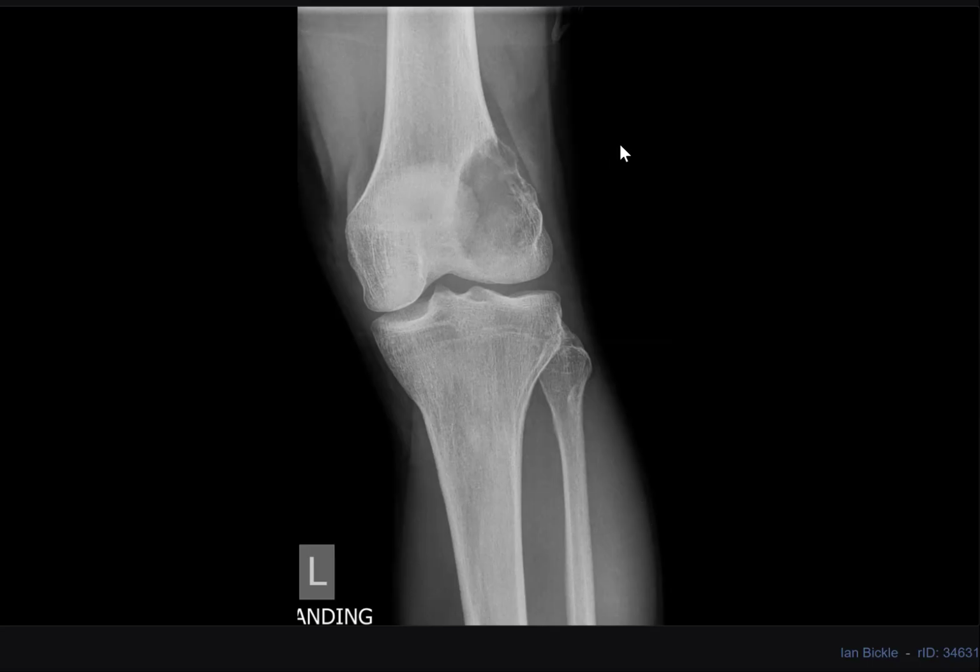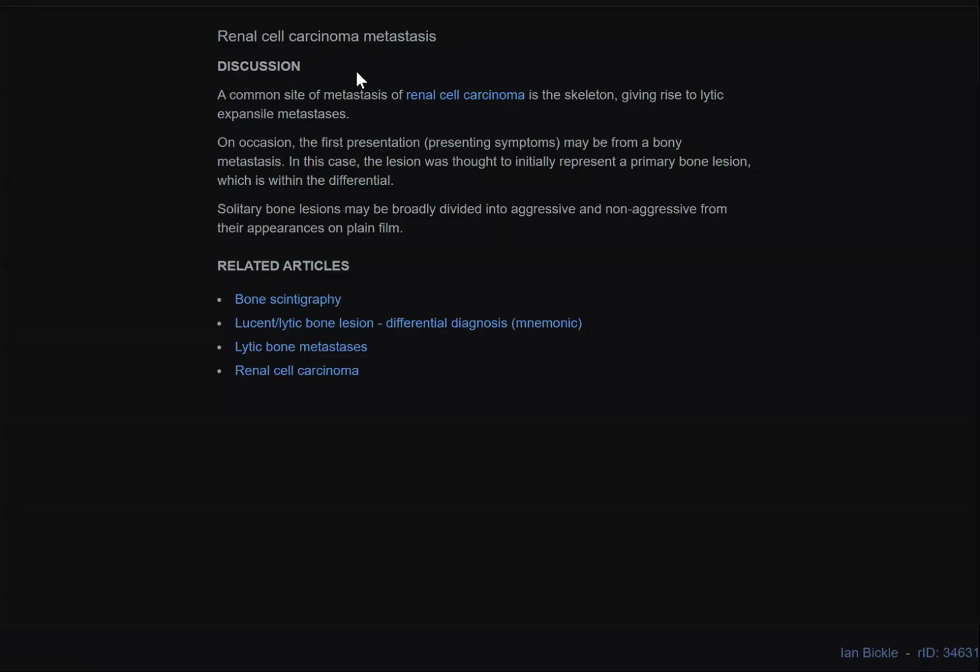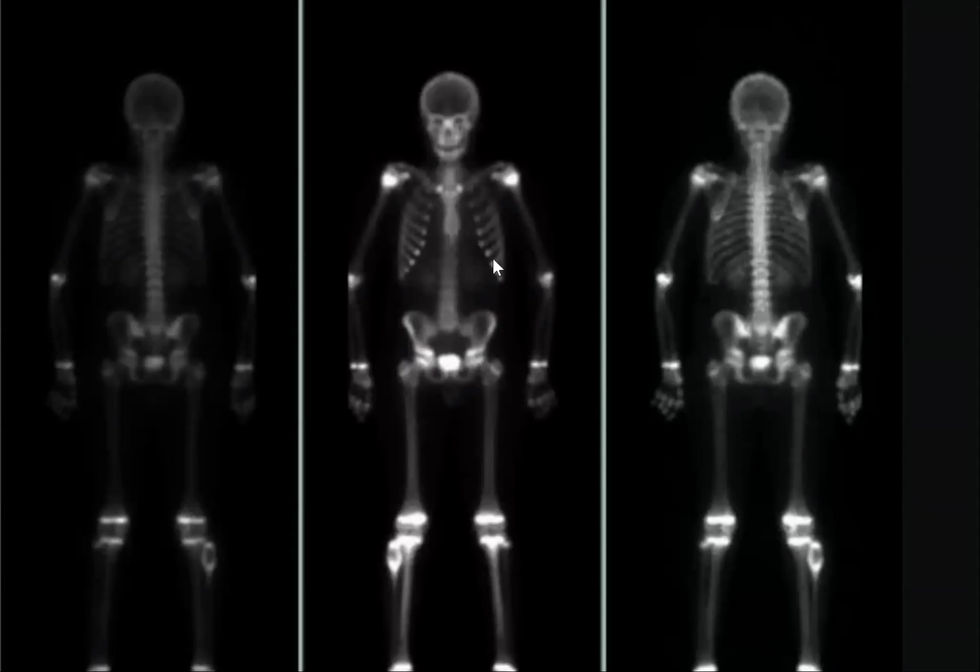This will narrow the differential. Lytic, expansile. From where? Two main: thyroid, renal cell. Very good. Renal cell carcinoma metastasis, not giant cell tumor. Very, very good. Not bronchogenic, by the way. Expansile, lytic: renal and thyroid metastasis.